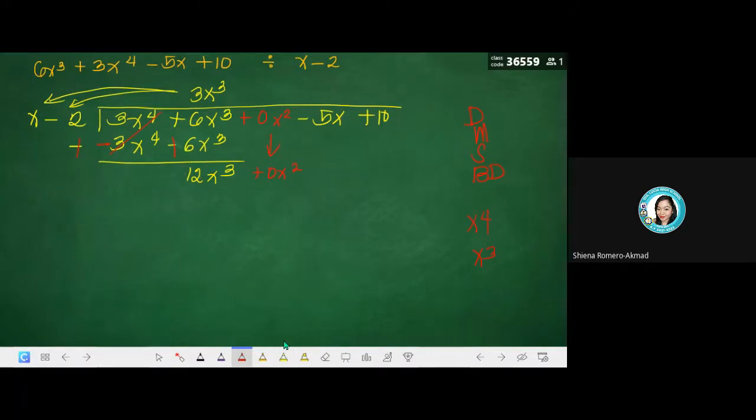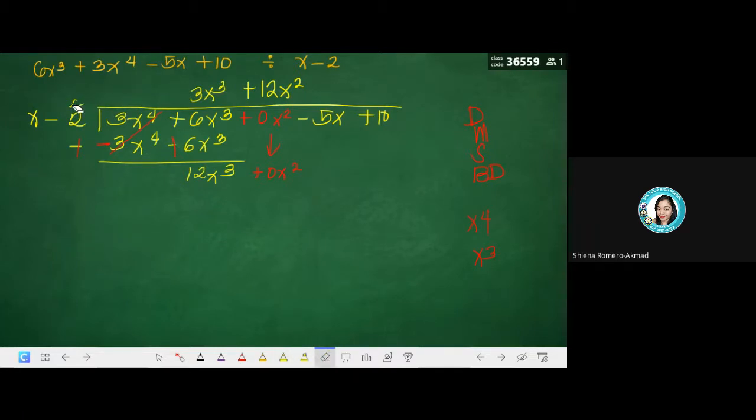Pag gamay nyo na, pwedeng hindi nyo na ito lagyan, hindi na kayo mag-bring down, alam nyo na nawala yung term na yun. Pero dahil hindi nyo pa gamay, ganito yung ginagawa natin. Okay? Next, divide. Pag nag-divide tayo, remember, magbabawas lang tayo ng isa sa exponent ng variable x. So, instead of 3, 2 na lang. So, plus 12x squared.